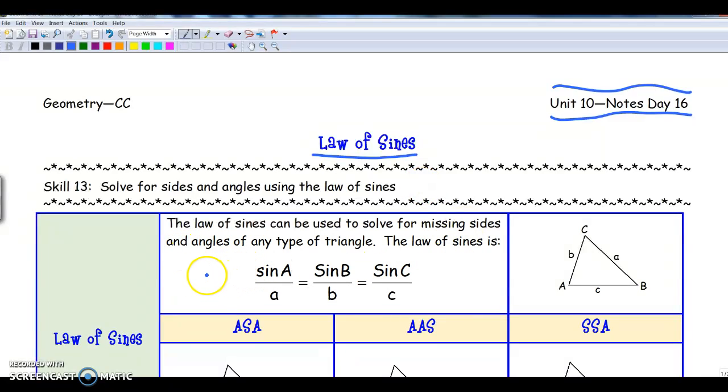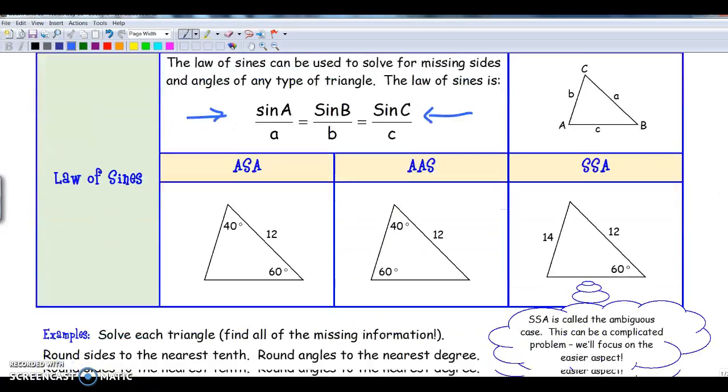Here is the formula. It's pretty easy to remember. It's the sine of angle A over the side A, meaning the side across from angle A, equals the sine of angle B over the side across from angle B, equals the sine of angle C over the side across from angle C. The little c means the side across from angle C. Little b, side across from angle B, and so on.